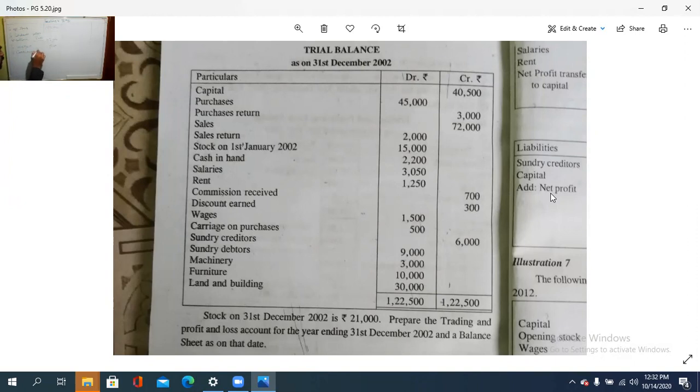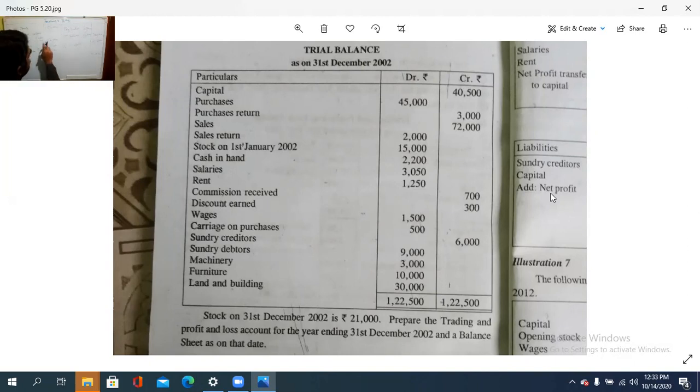So to carriage on purchases, how much is the amount? 500. Then any other item? No. Then by sales, how much are sales? 72,000 in the inner column, less returns, how much? 2,000. So 70,000 net amount. And by closing stock, how much is there? 21,000. So the total of this is 91,000.